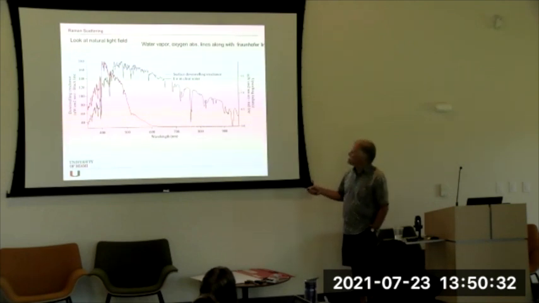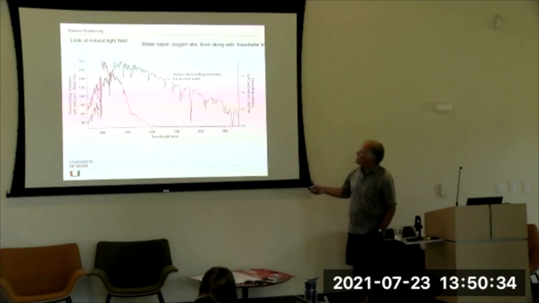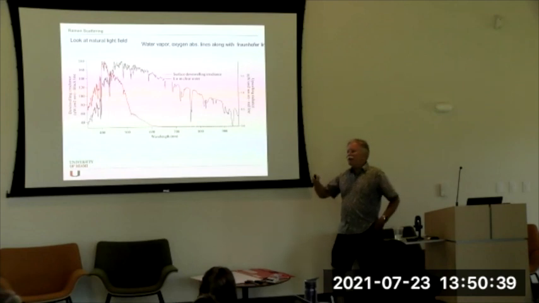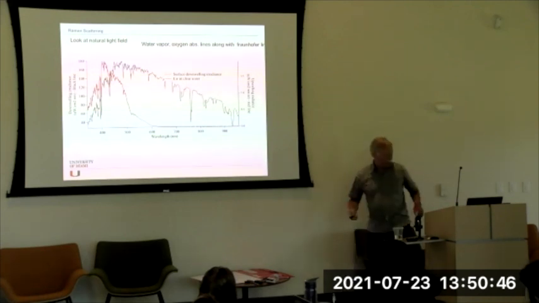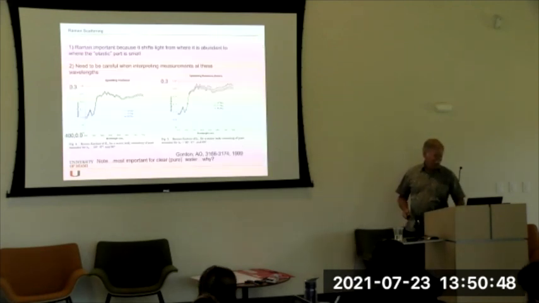And you'll be able to see, if it's just elastic scattering, the upwelling light field will look just like the downwelling light field. But by measuring the change in that, you can get an idea of how much of the light is elastically scattered versus inelastically scattered. And it turns out, it's one of those things.